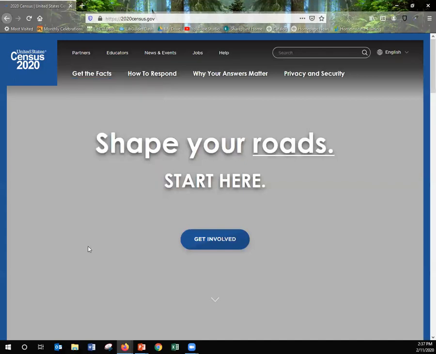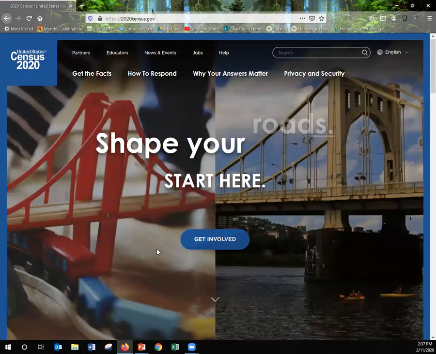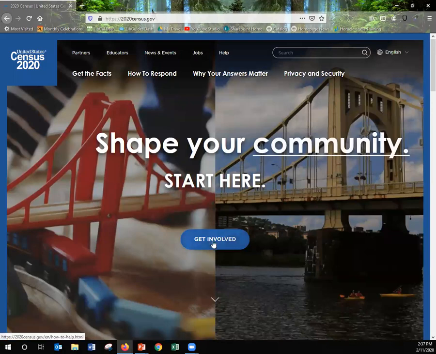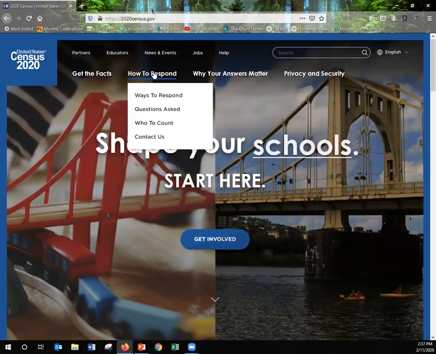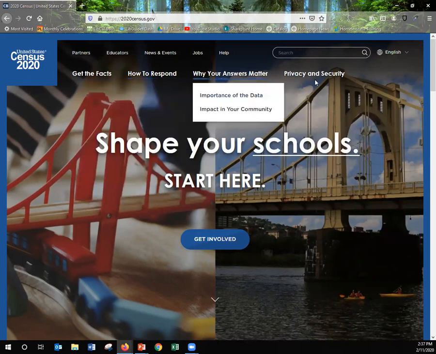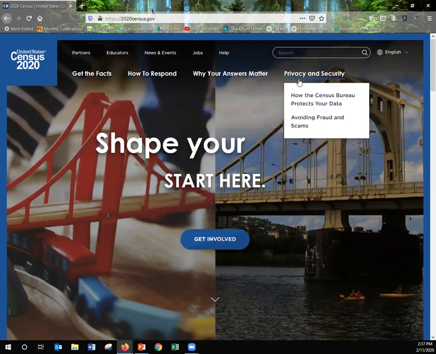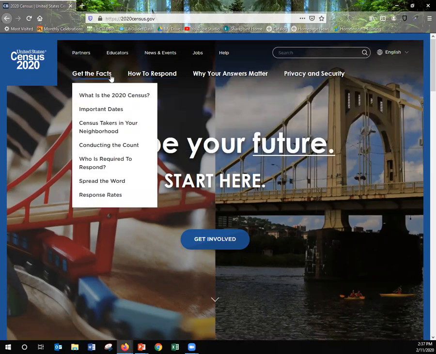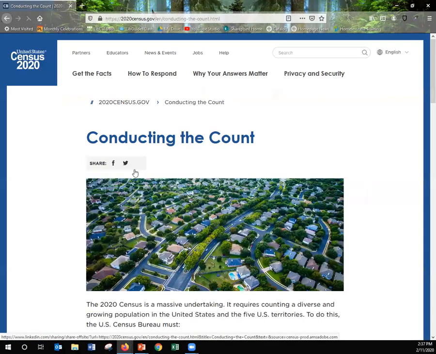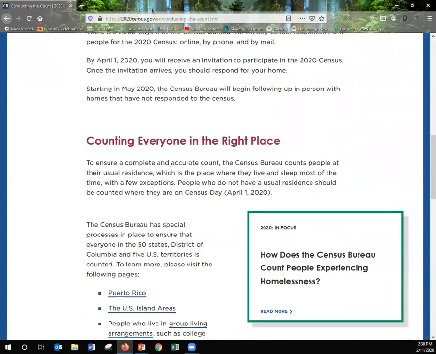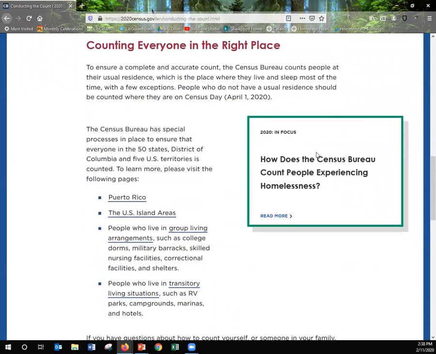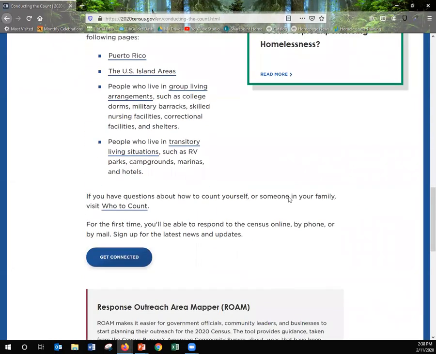So this is 2020census.gov. This website is fantastic. It has everything that you could possibly want to know about the census in very easy to follow, simple website form. So if you are not sure who to count, you can go to conducting the count. This is going to be how they do it. It will give you how they're going to do it, counting everybody in the right place. You know, it has little bump outs like how do you count people experiencing homelessness?